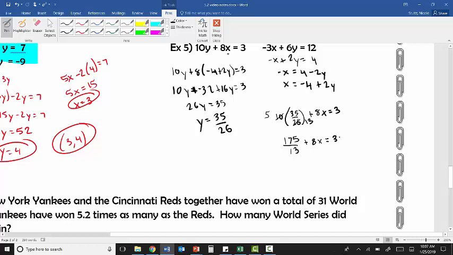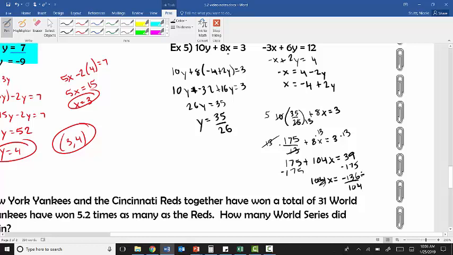I don't really feel like converting 3 into a fraction and combining it with that. It's a little bit hectic, so what I'm going to do is just multiply everything in here by 13. So now I have 175. This would be 104x. And then I get 39. We're going to subtract 175 from both sides. And then divide both sides by 104.